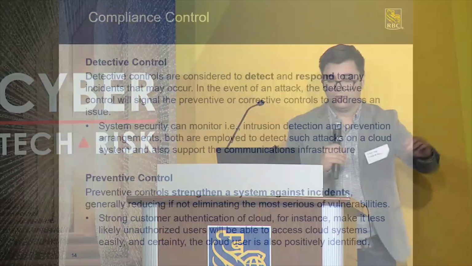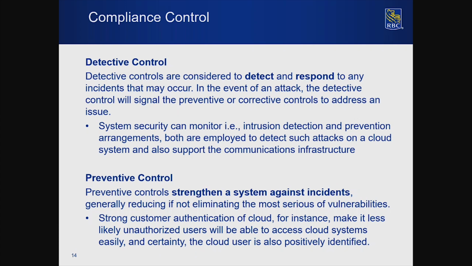Another slide about cloud compliance, because when you deploy your application in the cloud, you need to enforce security and check this application with controls. We have two main types of control: detective control and preventive control. With detective control, you can detect if something is wrong or not, and with preventive control, you can use that, for example, to check if you have an unauthorized user in your system. It is very important to take time to define which controls can be applied in your application.